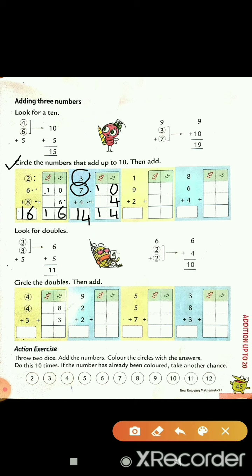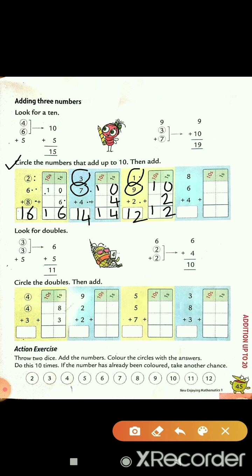Got it, students? Next, 1, 9 and 2. Look for a 10, students. So 1 and 9 make a 10. So write here 10. What is remaining? 2. So write here 2. Now 10 plus 2 is equal to 12. So write here also 12.